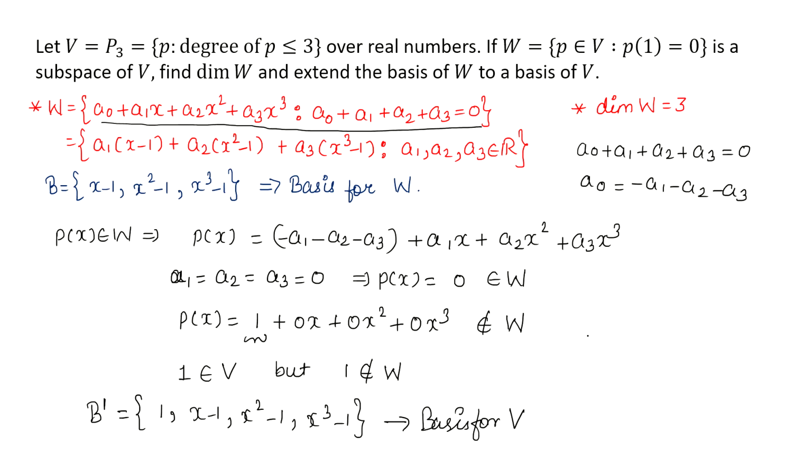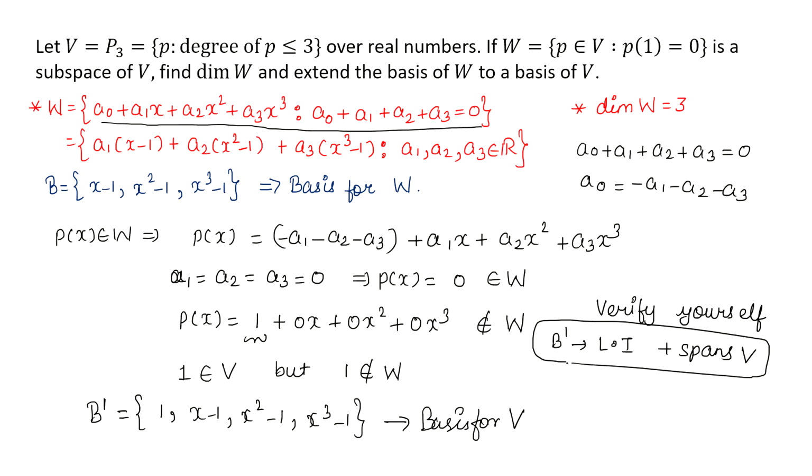And how can you verify it? You can verify it on your own by showing that this B dash is linearly independent plus it spans V. And this can be done by yourself. You have to verify that B dash is linearly independent and it spans V, and then you can easily claim, prove that B dash is a basis for vector space V. That's all we have to do.